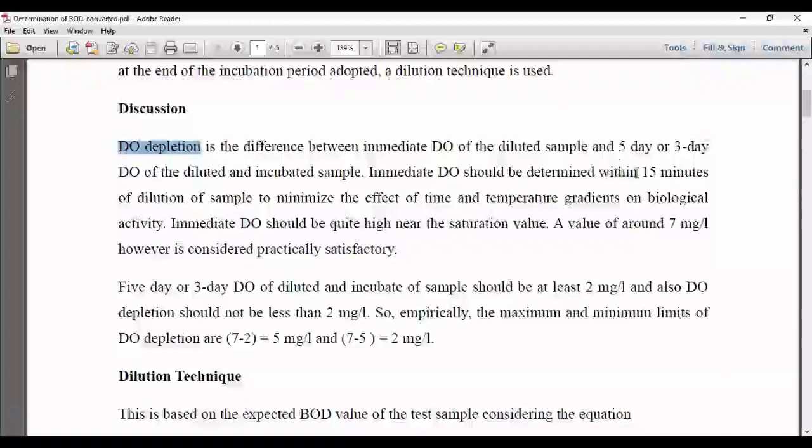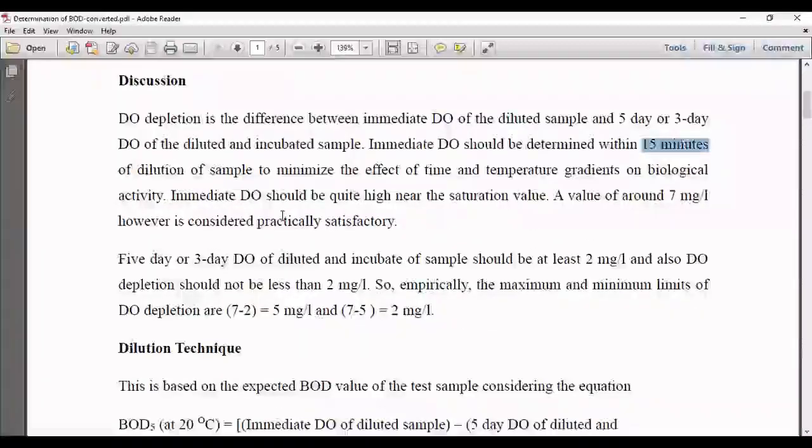Immediate DO should be determined within 15 minutes of the dilution of the sample to minimize the effect of time and temperature gradients on biological activity. So you know that the DO is going to get affected by time and temperature, and here again the biological activity will also start, because there is organic matter present, and hence we'll have to determine the immediate DO or the DO initial within 15 minutes of the mixture, right? So immediate DO should be quite high or near the saturation value, right?